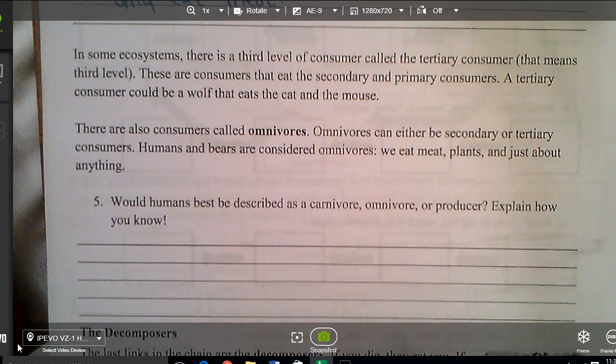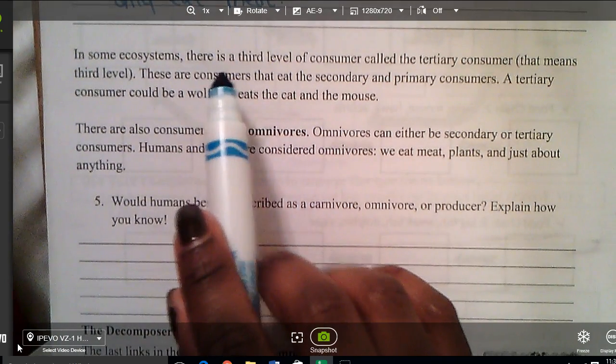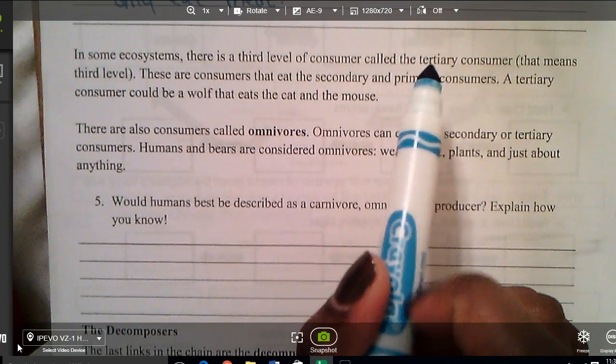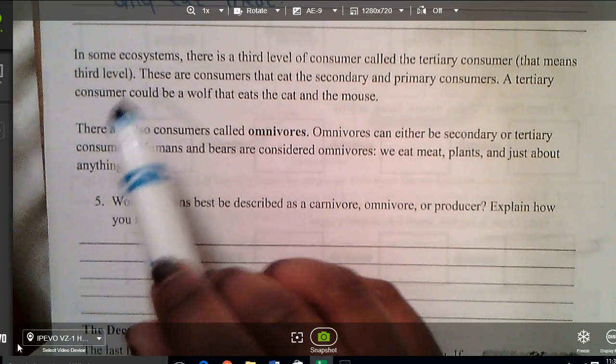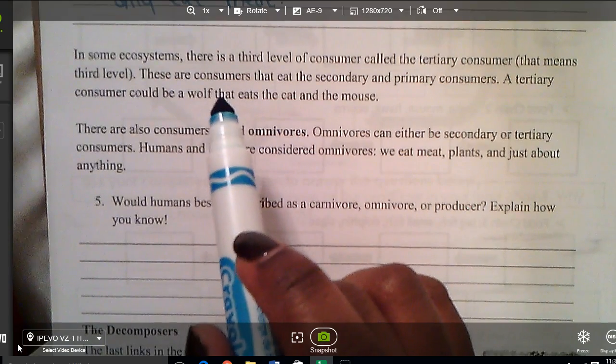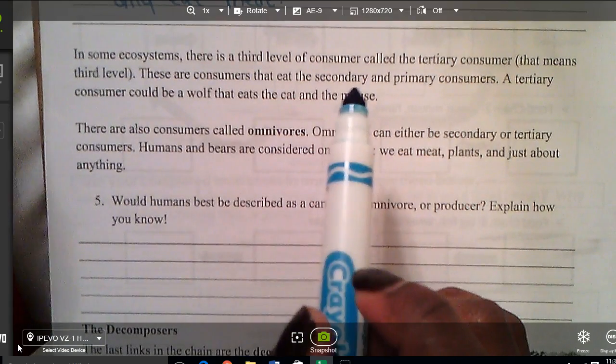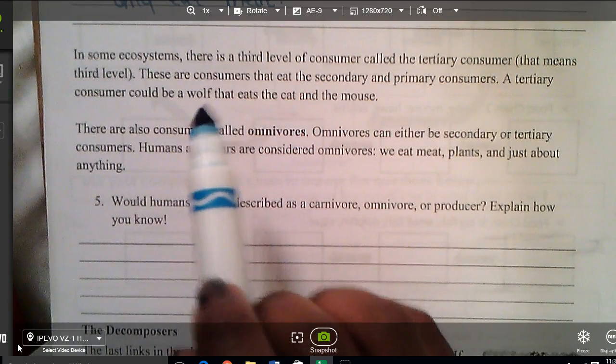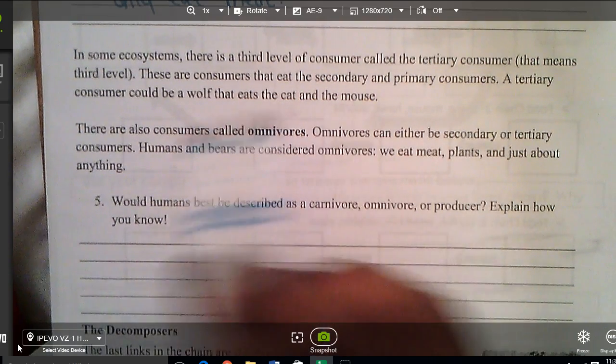Let's jump down to the next part. Only 2 sections left in our text. We are moving right along. In some ecosystems, there is a 3rd level of consumer called the tertiary consumer. That means 3rd level. These are consumers that eat the secondary and primary consumers. Ooh, they greedy. A tertiary consumer could be a wolf that eats the cat and the mouse.